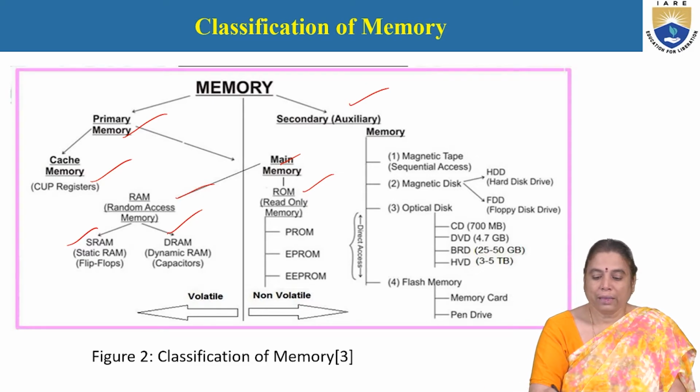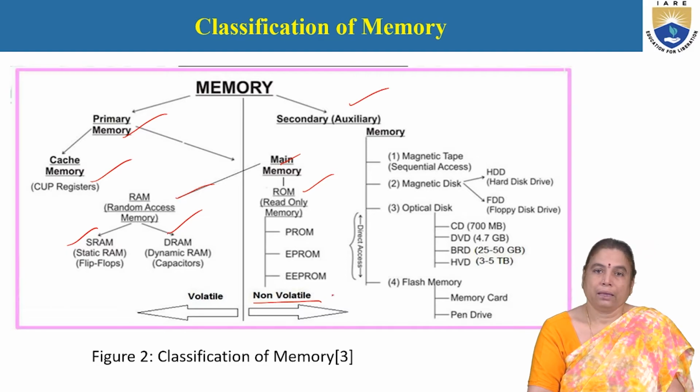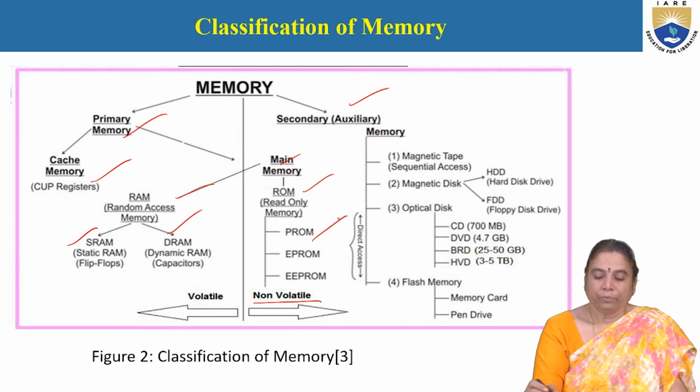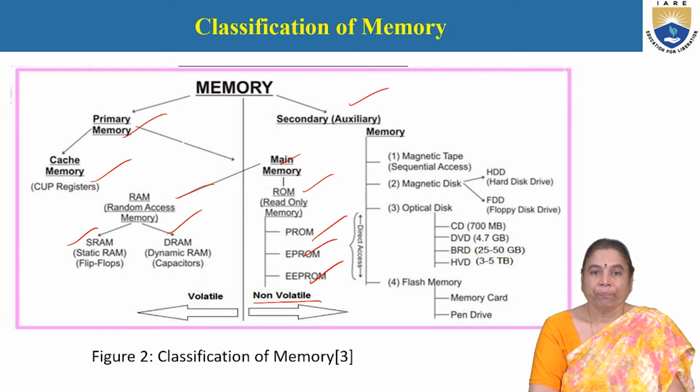But the ROM is a non-volatile memory. So here the content of the memory can be permanent, even if a power interruption occurs. And varieties of ROM are PROM, programmable read-only memory, EPROM, erasable programmable read-only memory, EEPROM, electrically erasable programmable read-only memory.